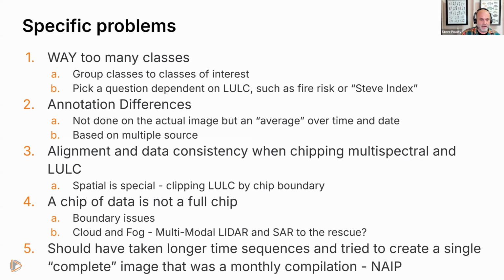Right. And then I should have taken longer time sequences and tried to create a single complete image, like a monthly compilation. Like, this is the December image. This is exactly what Mikkel was talking about them having to do, and I probably should have done that as well. Having each individual day with all those holes in it actually probably added more noise to the model. This is a case where it would have been better to have one higher quality image than lots of images with lots of gaps in them, because I think that was way too confusing for the data.